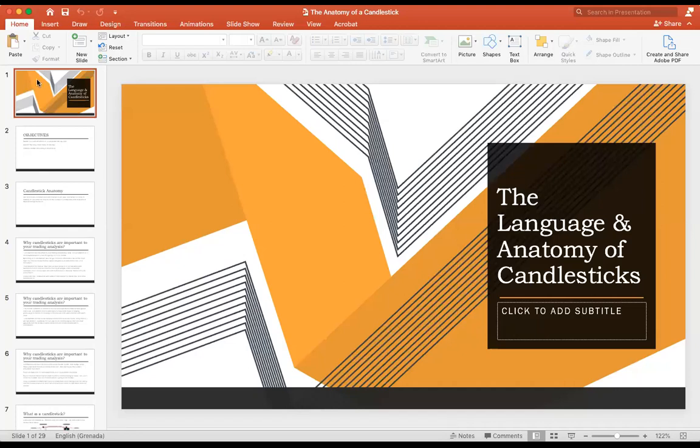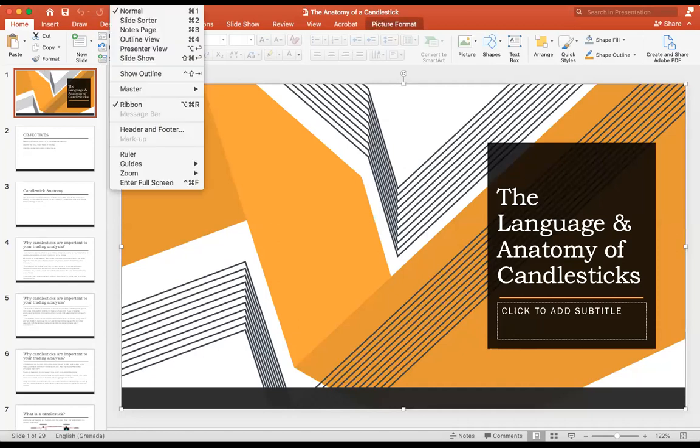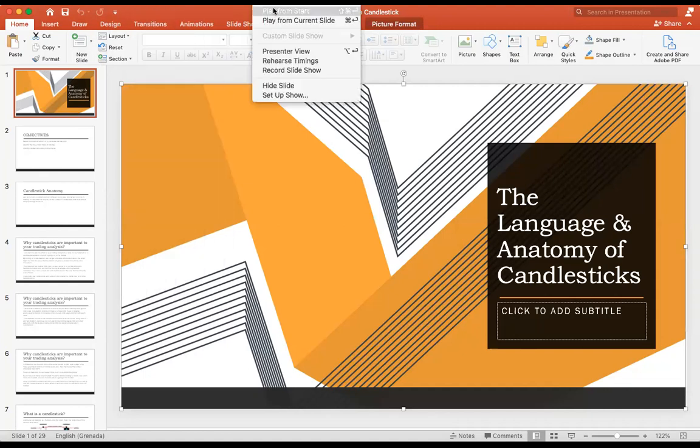All right, I'm just opening up. So I have the file downloaded and we're talking about the anatomy of candlestick. All right, let me share my screen now. Share screen, PowerPoint. All right, you're seeing my PowerPoint screen, right?